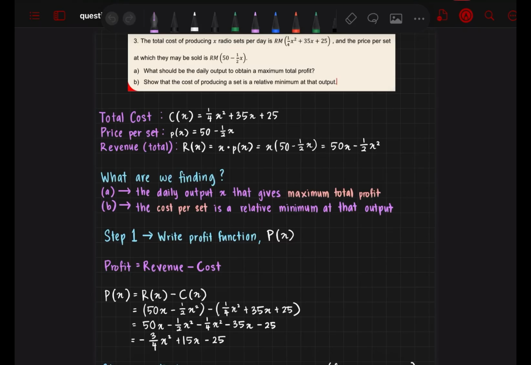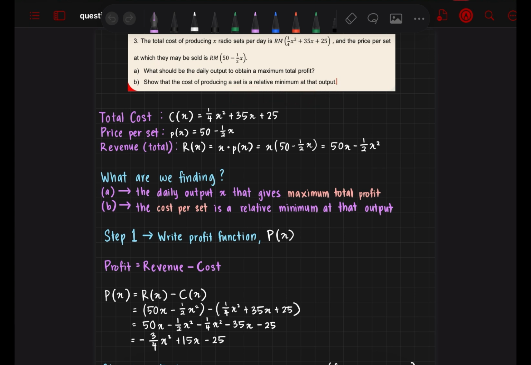Hi everyone, so today I will explain question 3. Question 3 states that the total cost of producing x radio sets per day is RM 1 over 4 x squared plus 35x plus 25, and the price per set at which they may be sold is RM 50 minus 1 over 2x. Question A asks what should be the daily output to obtain a maximum total profit, and question B asks to show that the cost of producing a set is a relative minimum at that output.